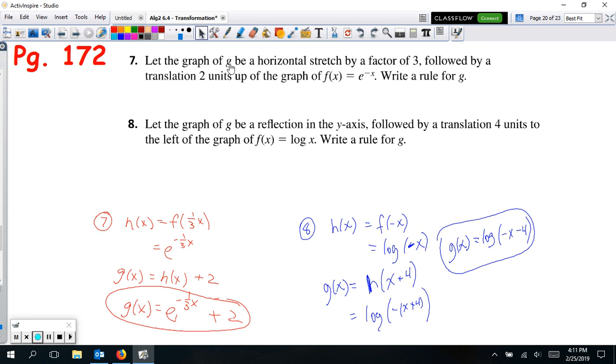Okay, just take one transformation at a time. You only have to do 2 here. So just one at a time, and you should be okay. All right, that concludes our lesson for 6.4, and I'll see you guys later.